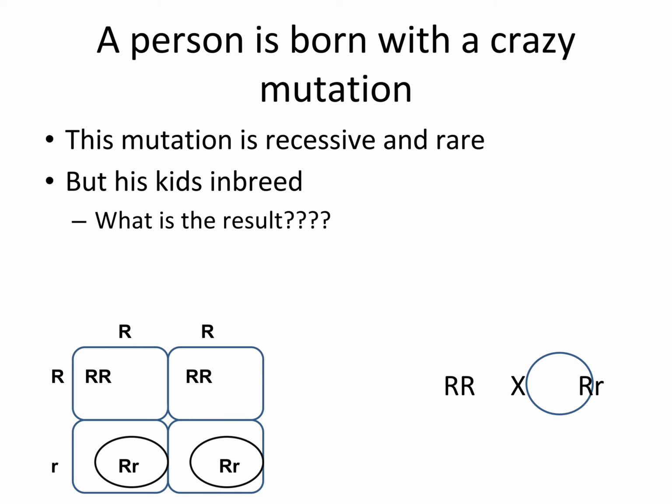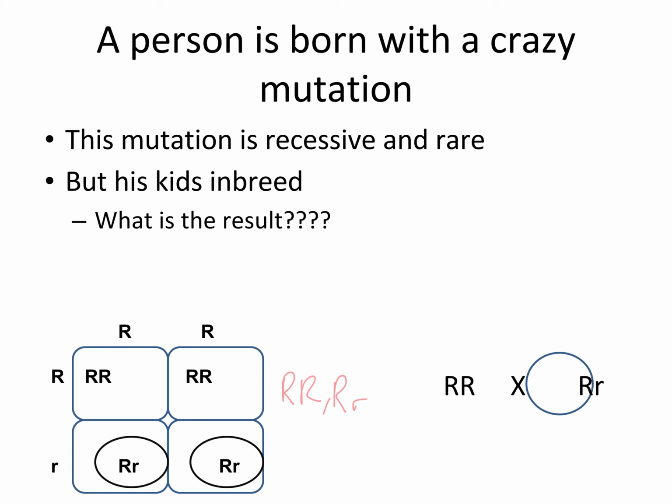Hopefully this is what you came up with. The genotypes possible are big R, big R, and big R, little r. There is a 50% chance of having a child that is big R, or normal, and a 50% chance of the child being a carrier, having one of the bad alleles. But you'll notice that nobody actually has the disorder in the group. Nobody has come down yet with this horrible head exploding disorder.